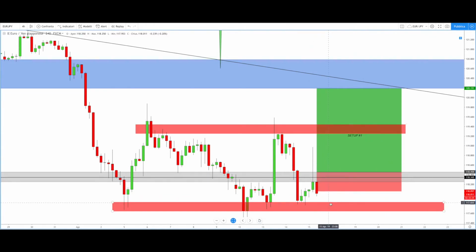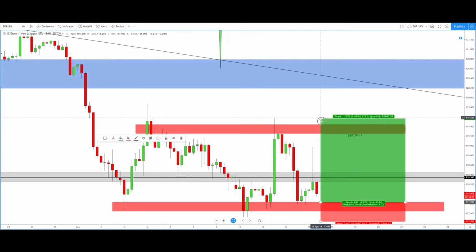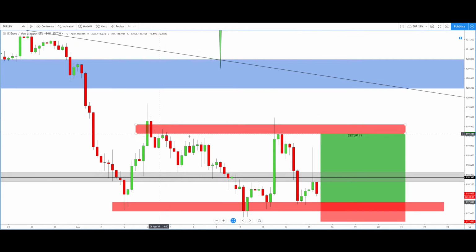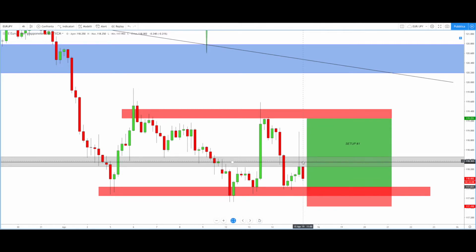this will be a good entry point for a setup with target around this area, because we can see here that the price already reacted to this level many times this week. But for now, guys, we need only to wait and look carefully at the price action between 118.35 and this mini support area, because a clear break to the upside of this area or a clear break of this area to the downside will be a strong signal for this pair.